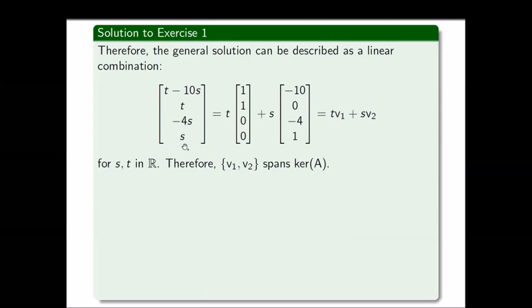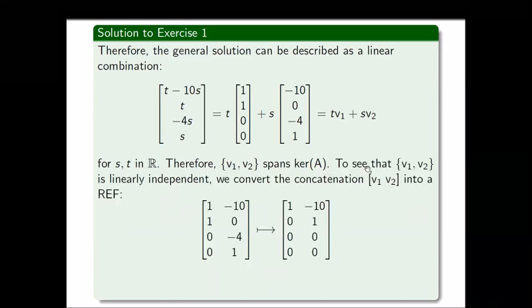But then we can rewrite this general vector as a linear combination of t times the vector 1, 1, 0, 0, plus s times minus 10, 0, minus 4, 1. For the sake of simplicity, I'm going to call the first vector v1 and the second one v2. And of course, s and t are some coefficients in R. Because I can rewrite every vector of this form as a linear combination of v1 and v2, we get that the set with elements v1 and v2 actually spans the kernel of A.